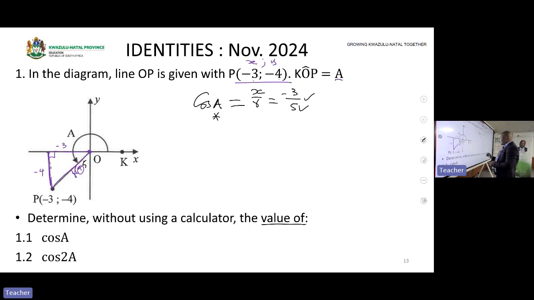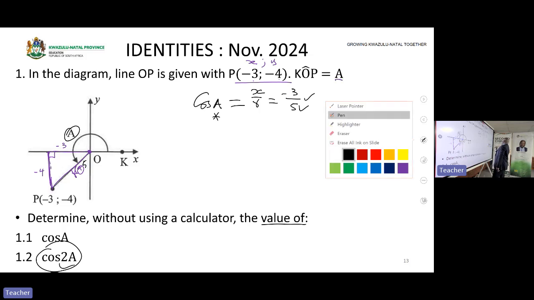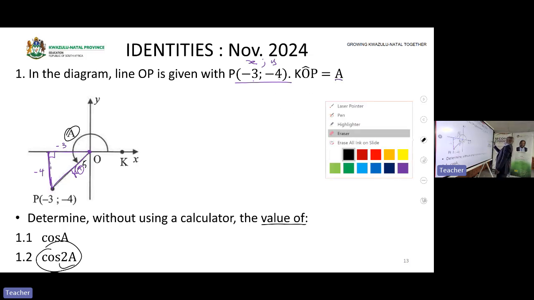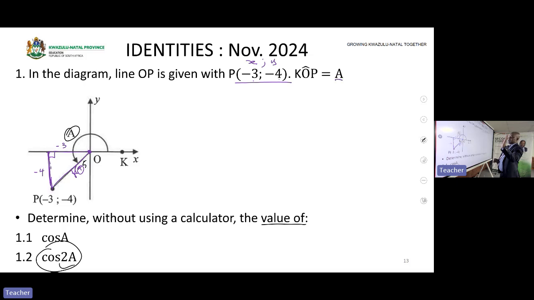Now, the other question says calculate the value of cos 2a. See, now we were only given the value of a, not 2a. How then do we calculate that? It's only if you understand your identities. So your identities, we just recall them now. Cos has got how many identities? It has got 3. You can take any of your choice.